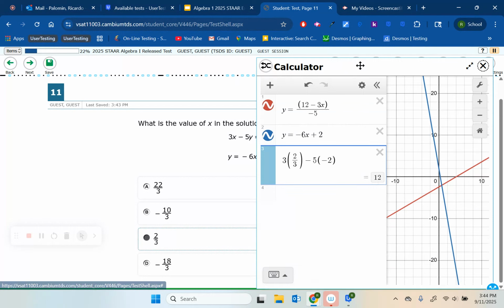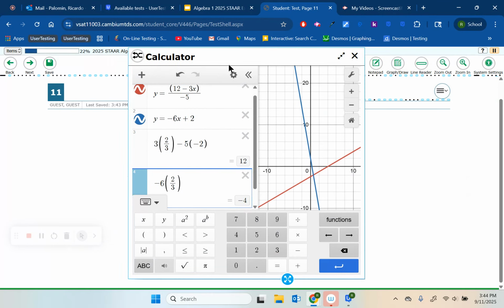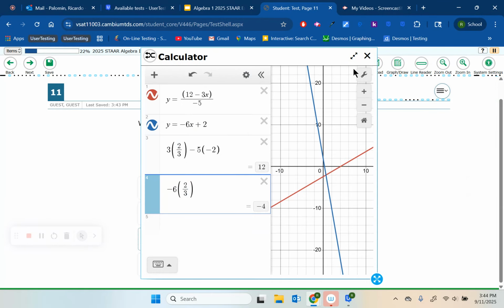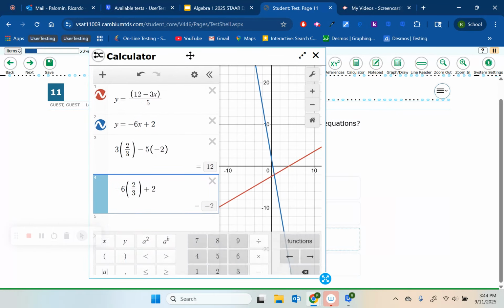Now, the x is 2/3, right? So over here, I'm going to put that negative 6, parentheses, 2/3. Close it. I always mess up there. And again, I have a clicker, I have a mouse. I'm going to fix it. And then over here, there's a +2. What happens if I put a +2? And y equals -2.